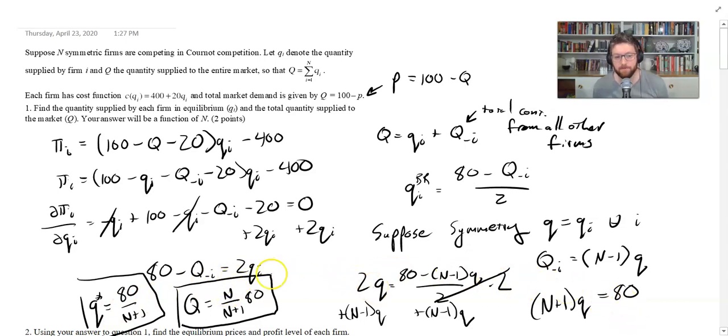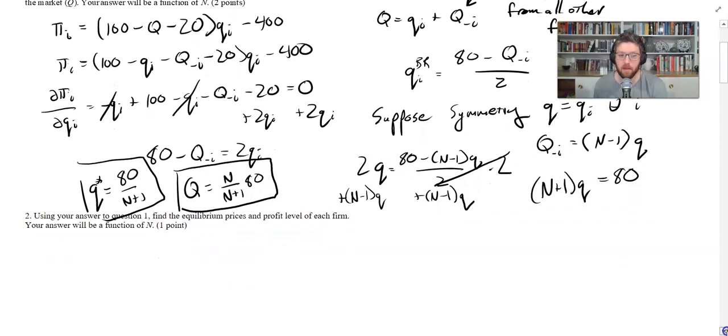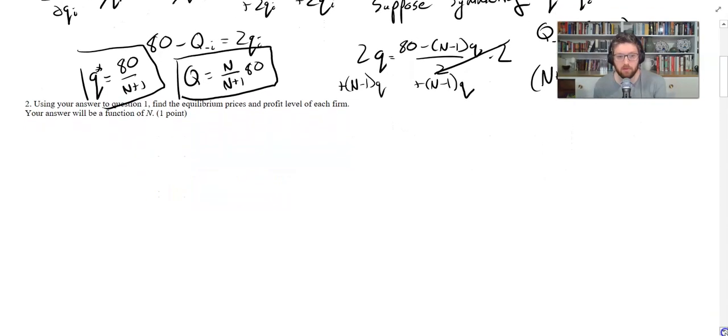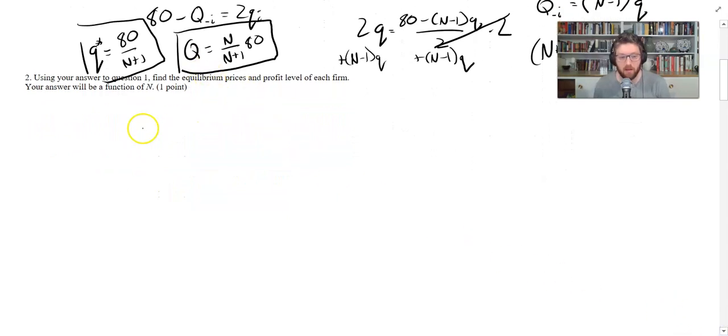Notice I don't know what it is. It gets closer and closer to 80 the more firms there are, but the number of firms is unknown at this point. All right, using your answer to question 1, find the equilibrium prices and profit level of each firm. And this is still going to be a function of n. So we can plug these values right on in here. It's useful to solve p separately, I find. 100 minus Q is equal to 100 minus n over n plus 1 times 80.